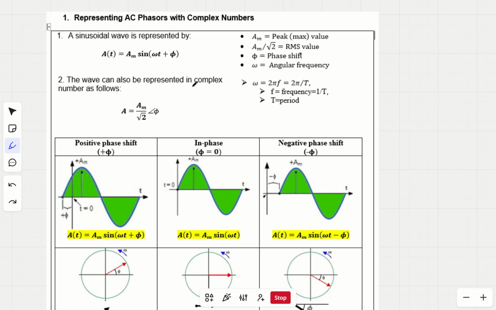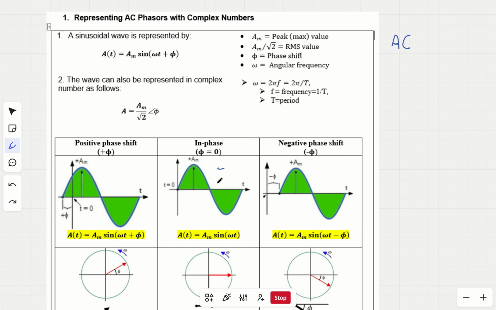In this lesson, we will learn how to represent an AC phasor with complex numbers. AC means alternating current. When the signal varies from positive and negative, we call this an alternating signal. An example of an AC signal is a sine wave. It varies from positive and then negative and it keeps changing.